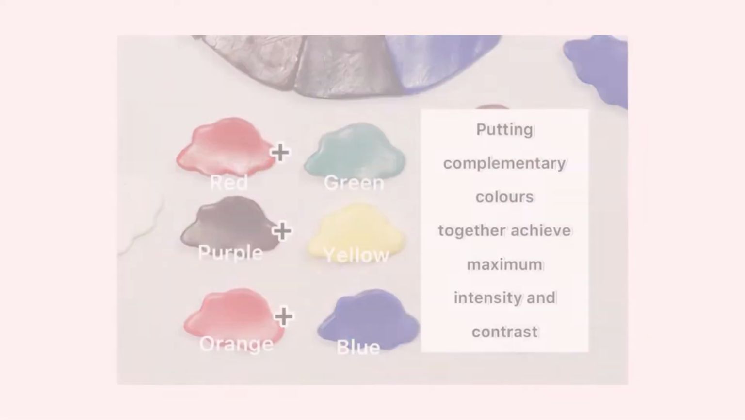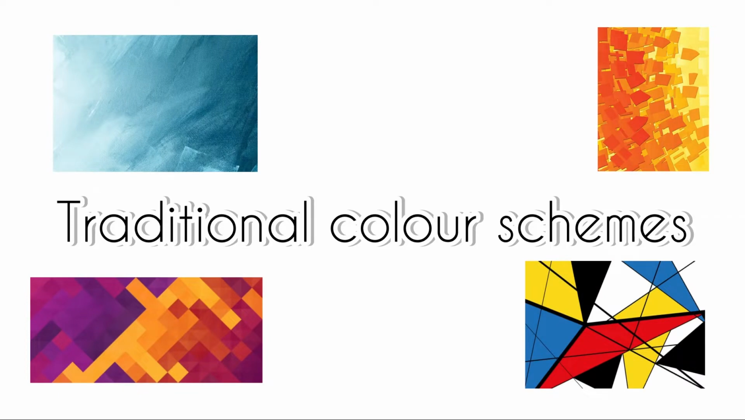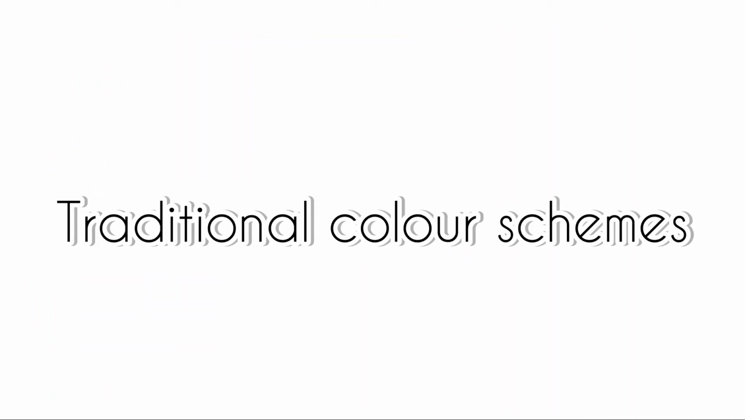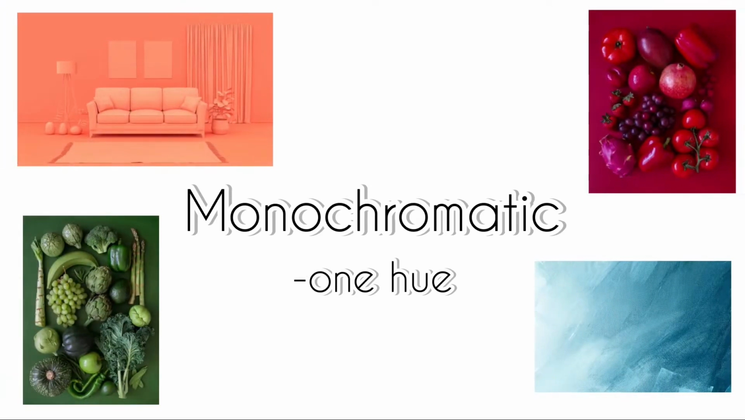Today, we're going to talk about traditional color schemes. I'll be using polymer clay to make 4 different designs under each color scheme. The first one is Monochromatic color scheme, 1 hue.